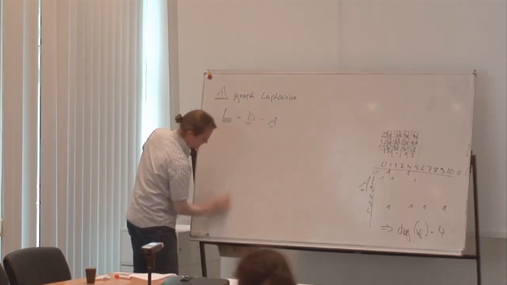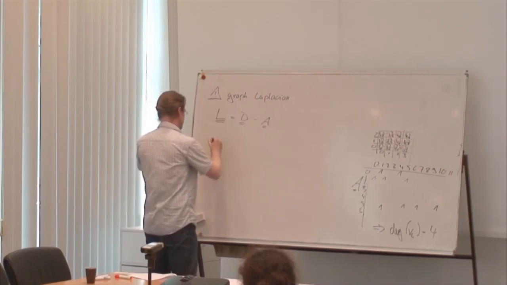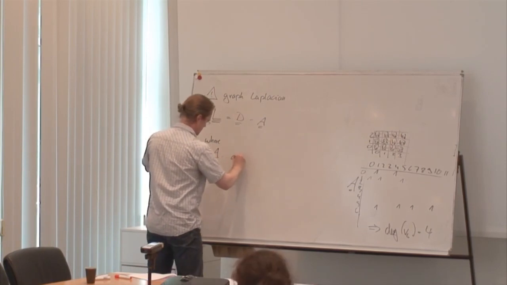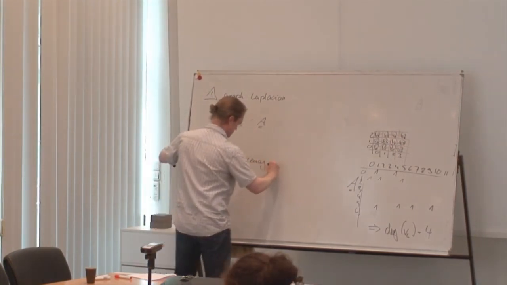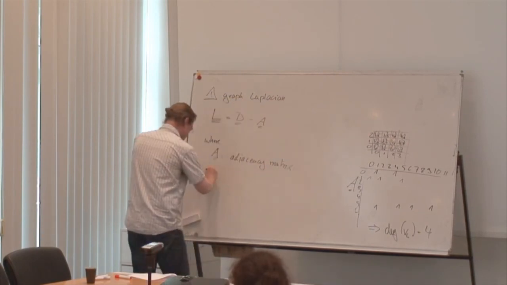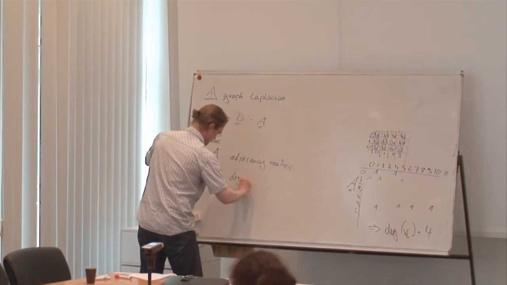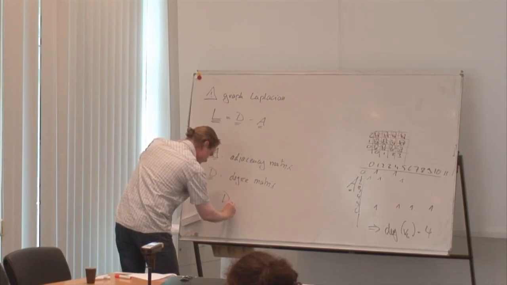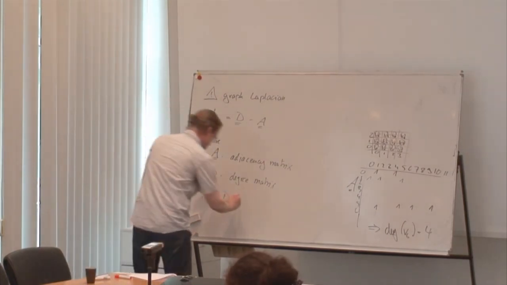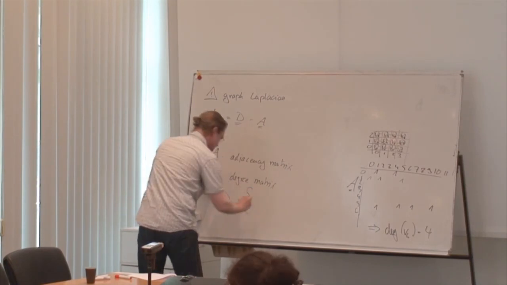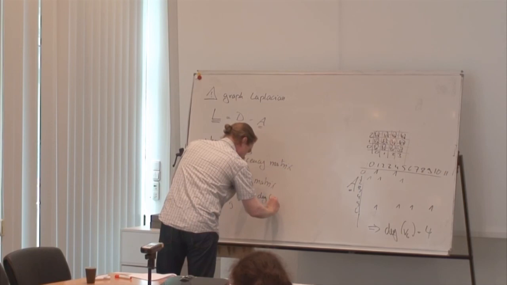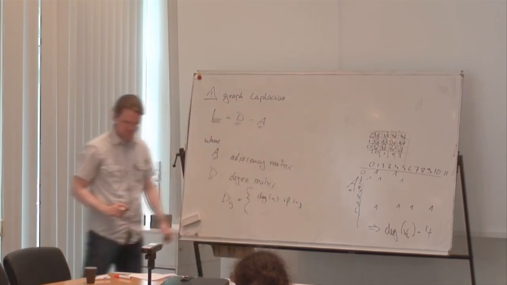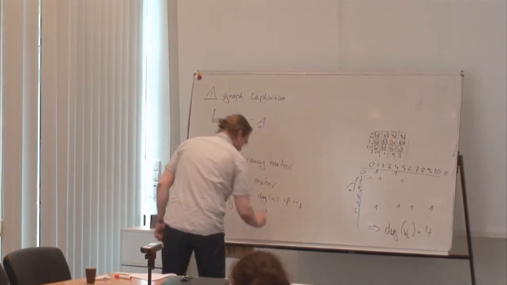And I said it earlier, this matrix D is the degree matrix, where A is the adjacency matrix, and D is the so-called degree matrix. In particular, we have that Dij, so entry ij of matrix D, is either the degree of vertex Vi if i equals j, or it is zero otherwise.